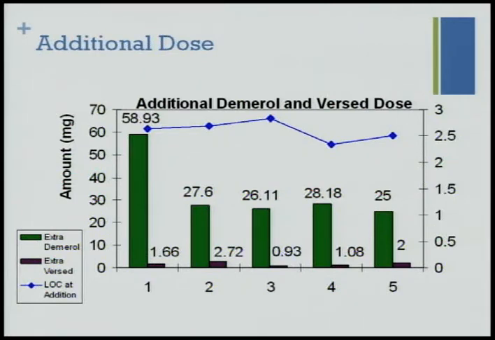Once again, the green is the Demerol, while the purple represents Versed dose. The extra axis also represents the level of consciousness. Here you can see that doctors 2 through 5 are evening out the amount of medication given, while doctor number 1 is giving a large amount extra Demerol than the others, but their level of consciousness at the addition seems to stay the same.